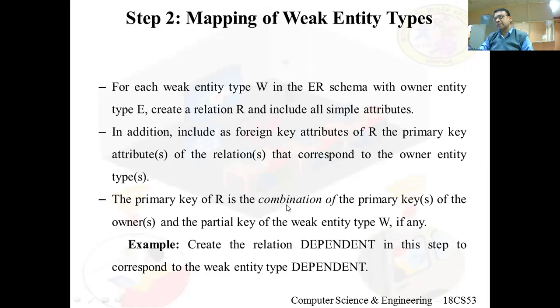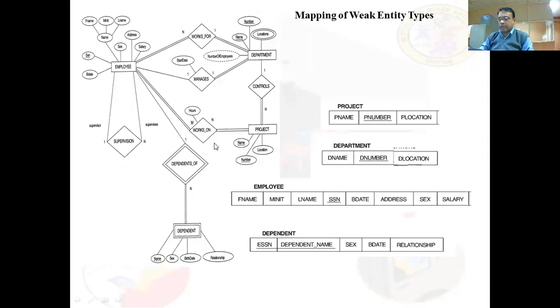The second step is mapping of weak entity types. Identify the weak entity type W and create a new relation R for the weak entity. In addition, include as a foreign key attribute of R the primary key attribute of the relation that corresponds to the owner entity. Now let us go to the ER diagram. Here is the ER diagram.